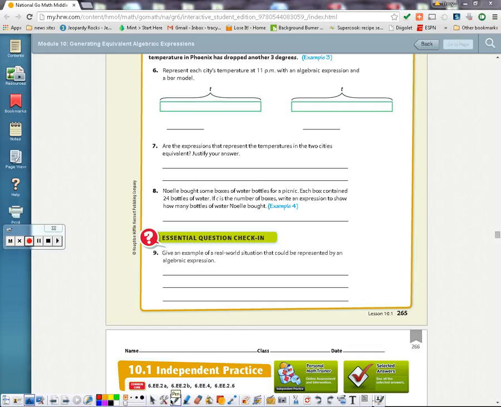Okay, number 8. Noel bought some boxes of water bottles for a picnic. Each box contains 24 bottles of water. If C is the number of boxes, write an expression to show how many bottles of water Noel bought. You can look back at example 4 if you need some help on that one.